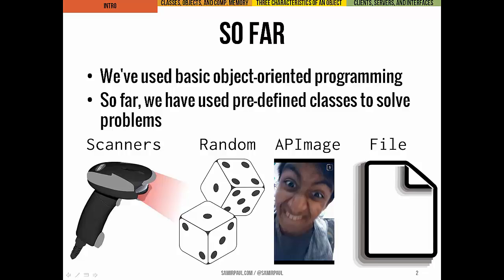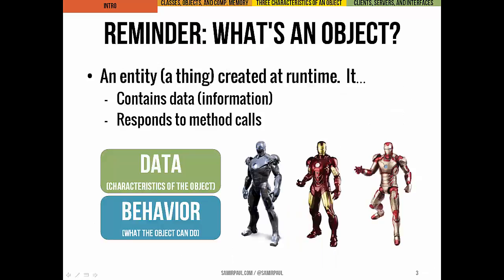Now, maybe it would be helpful to remind ourselves what an object actually is. It's a runtime entity that has data and can respond to messages or method calls. We think of that again as data, or the characteristics of an object, the attributes of an object, and behavior, the things an object can do. In this case, each particular instance of the Iron Man suit here is an object.